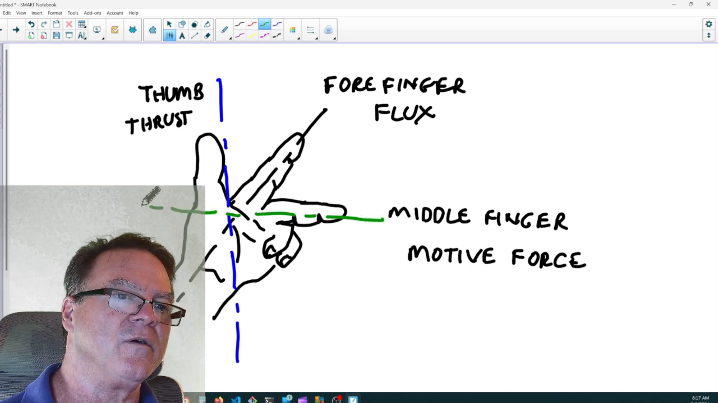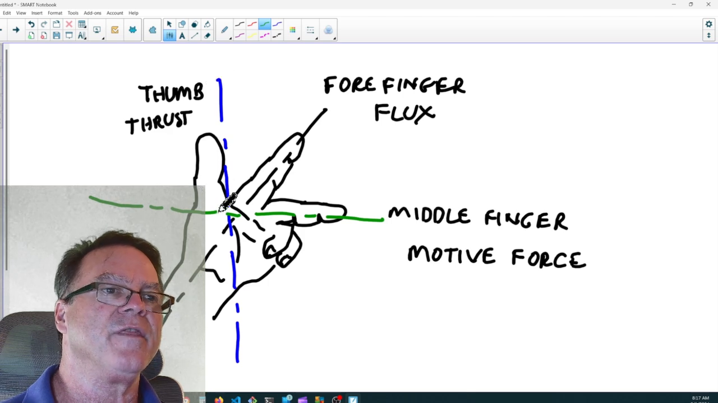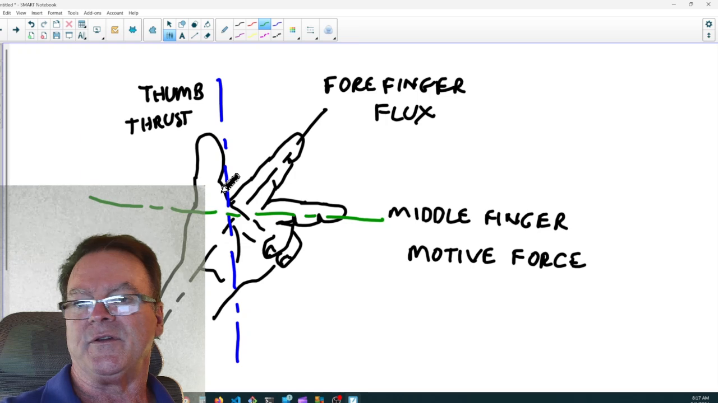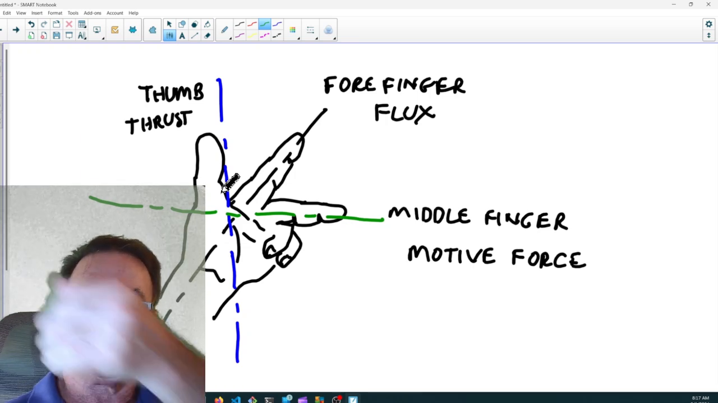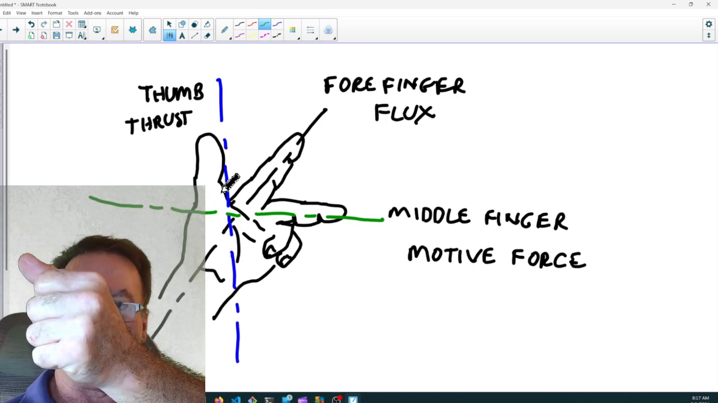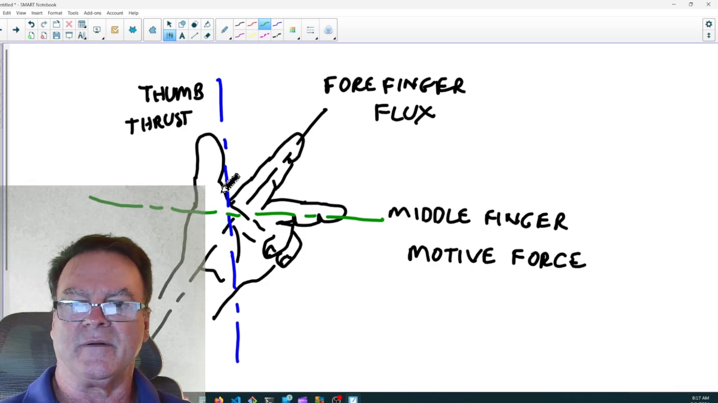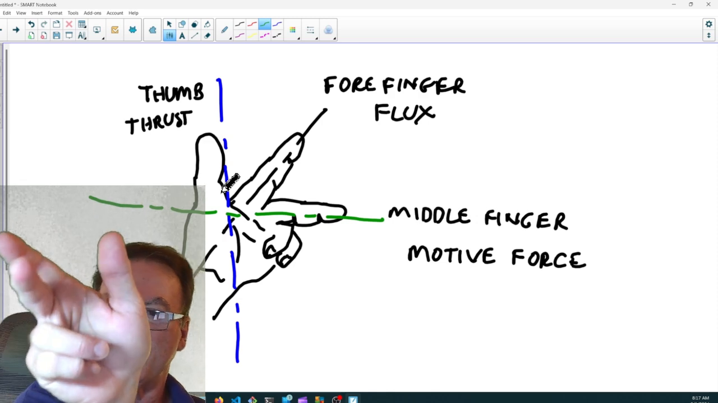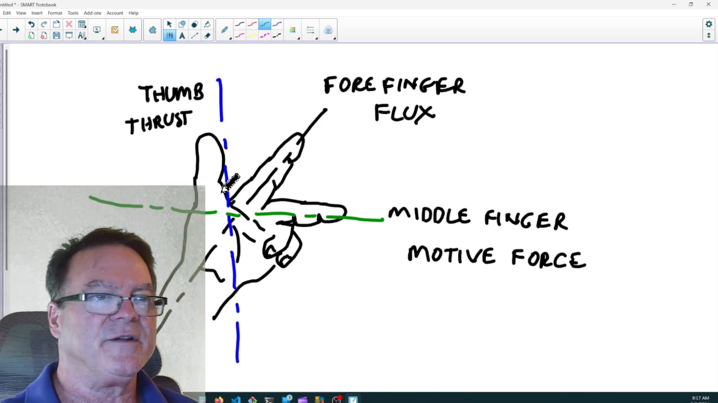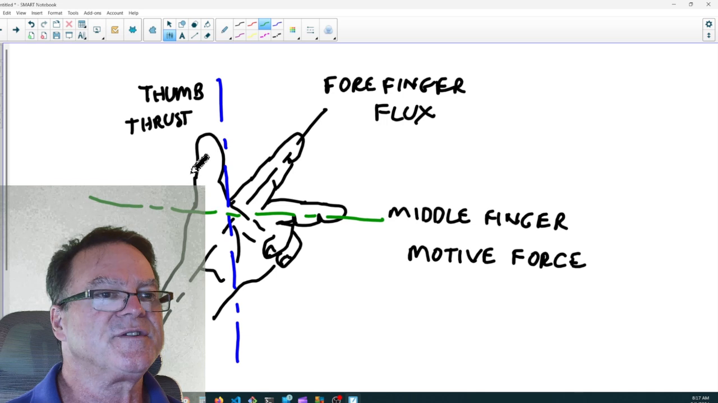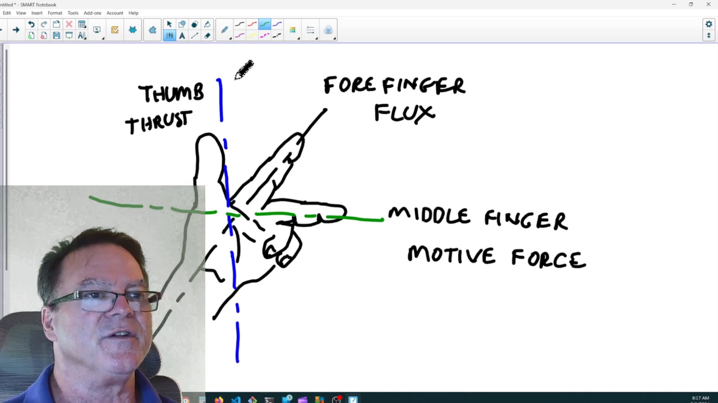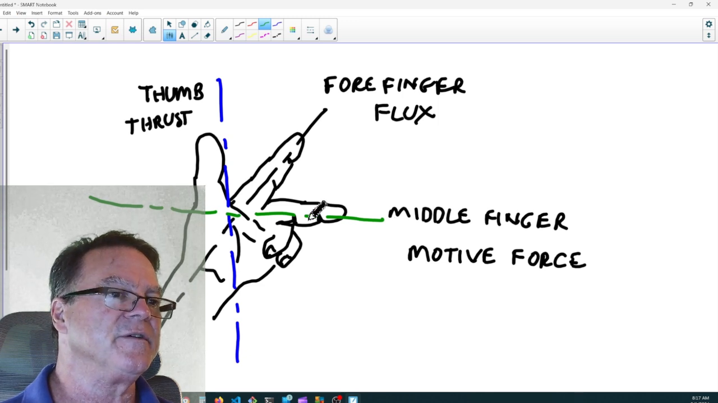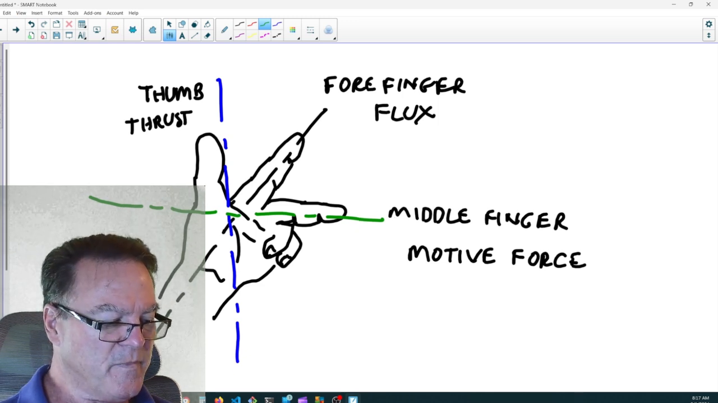Okay, so thumb is thrust. I'll have to do it with the other hand because I'm a mirror image. Anyway, let's see, is that right? No, that's opposite. This is a mirror image. I can't do it. All right, your thumb is the thrust. That's the direction that the conductor is moving. The forefinger is flux, and the middle finger is the motive force.